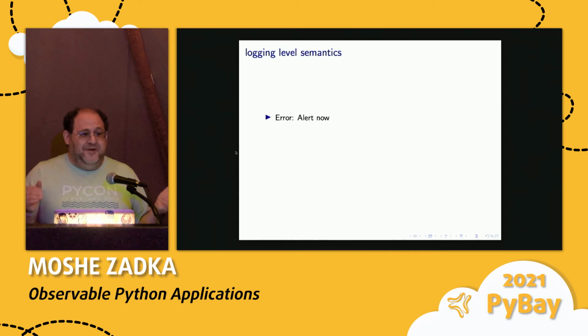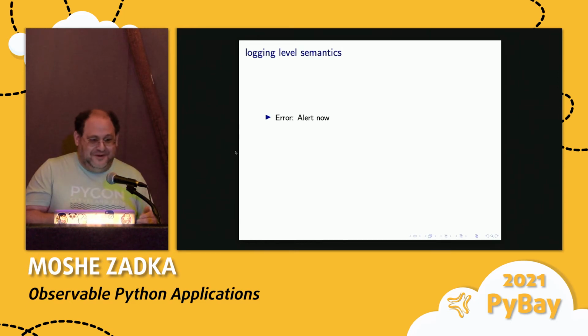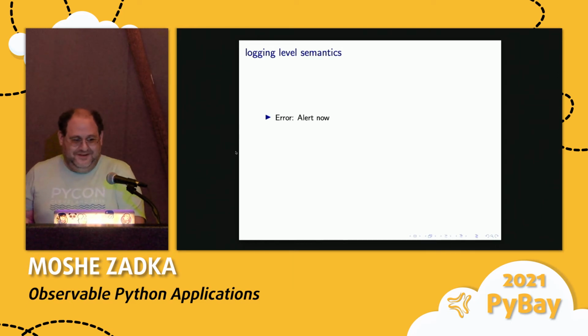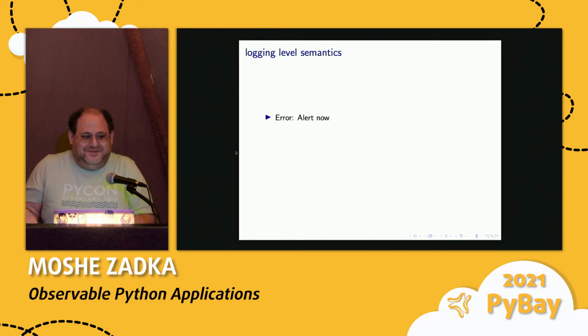So error means alert now. You'll notice that this means that you don't need critical, because critical means alert now and error means alert now. So you can just have everything be error, alert now. That's fine. This means an error is something that needs to wake someone up at 4 a.m. If you don't want to wake someone up at 4 a.m., don't put an error log, right? You are the person who chose that, so you can just make the right choice.